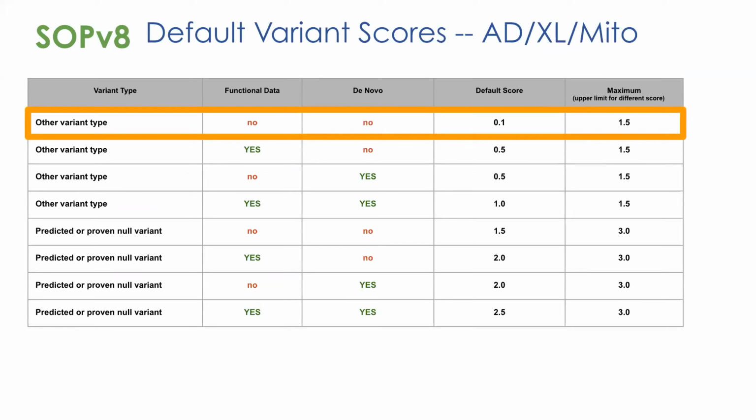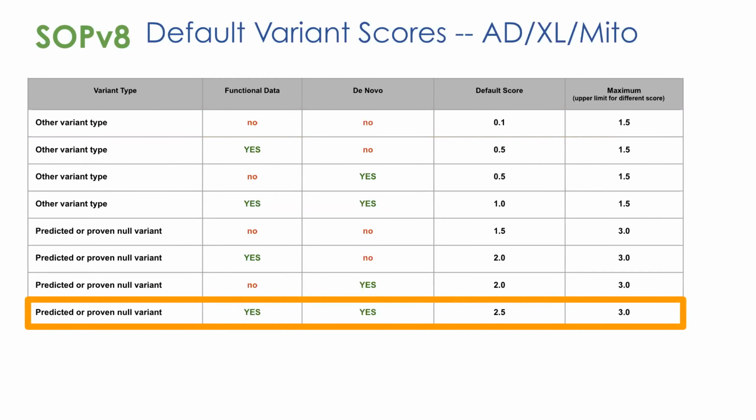As you can see on the top row that I've indicated here, if a variant is other variant type and has no functional data and it is not de novo, then the default is 0.1 points. And for that variant, if you choose to change the score, you can only do so up to the maximum of 1.5 points. So the GCI will impose that as the upper limit. And at the other end of the scale, on the bottom of this table, for a variant that's predicted or proven null and does have functional data, and it is de novo, then the default score is 2.5 points. And the max you can increase that to is 3 points. But you don't have to calculate these. The default points will be generated for you automatically within the GCI.